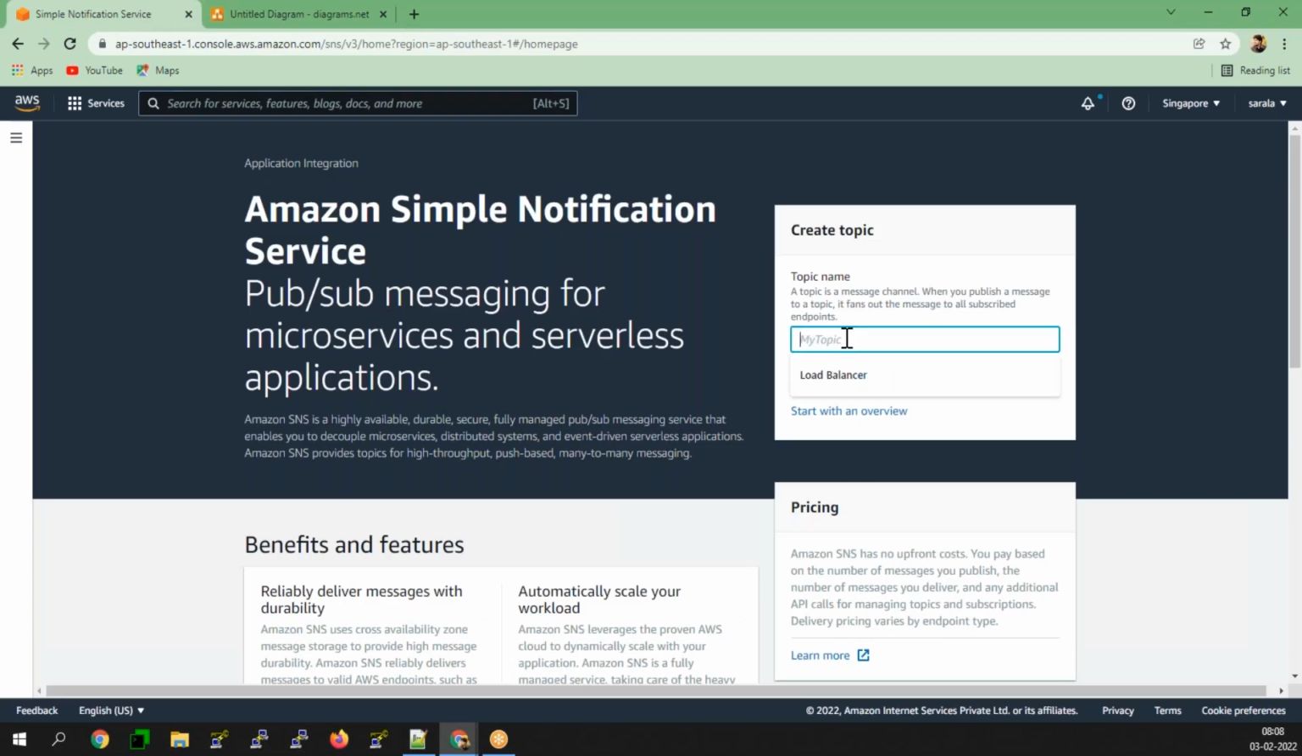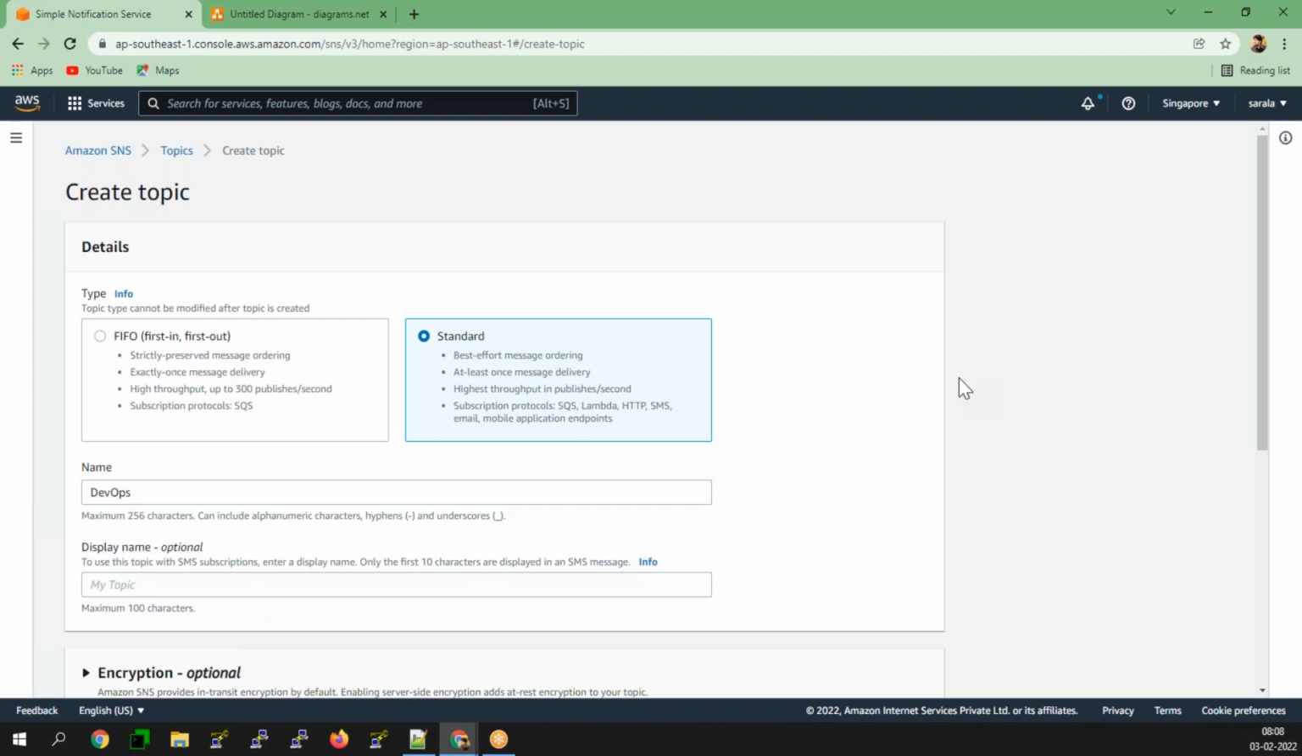So now my topic name is DevOps here. First in, first out: whoever comes first is enabled first, and the message is delivered exactly once. High throughput, up to 300 notifications per second. The subscription protocol is SQS, Simple Queue Service. We will discuss this in our coming class: what SQS is and what its purpose is.